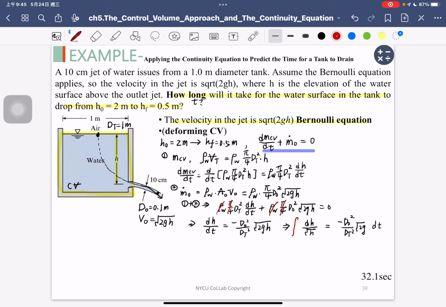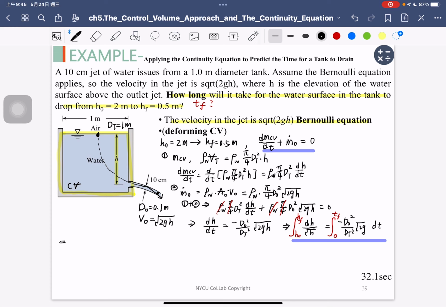So we do the integration. On the left hand side, the integration interval goes from the h0 depth to the final h. And on the right hand side, the integration starts from time 0 to the final time. The answer we need is how long the time is, that is tF here. We don't know tF, the final time. So we can do the integration based on this formula showing here.